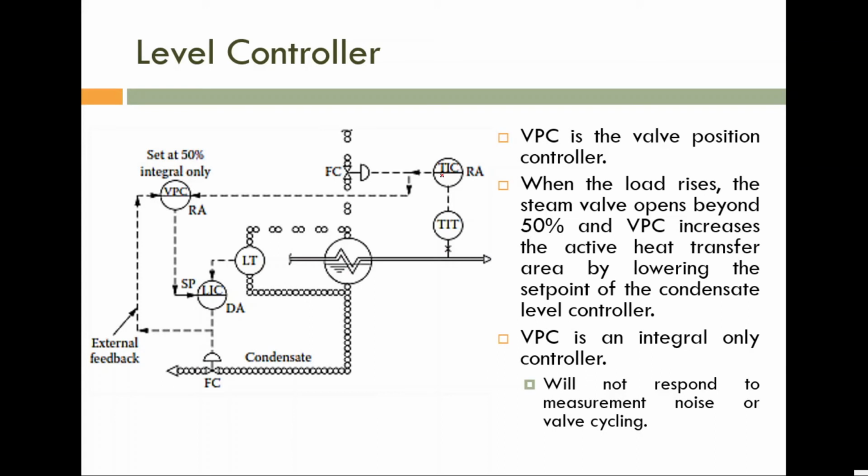So you can see a control signal. This one is a control signal given by TIC, and you can see that the same control signal is given to this VPC as a measurement. So what is VPC? VPC is a controller which is used to set the set point of this LIC. Normally the set point of this LIC is 50%.